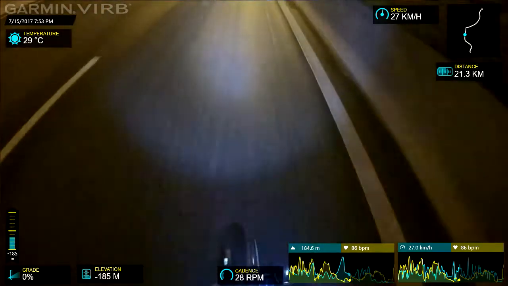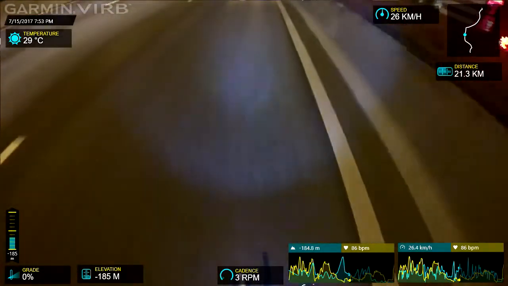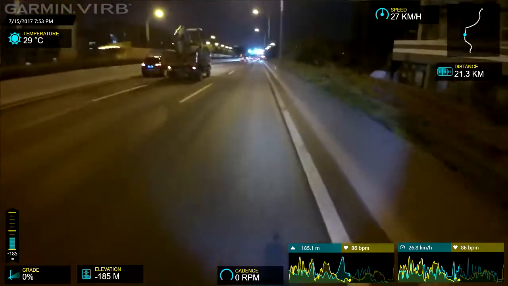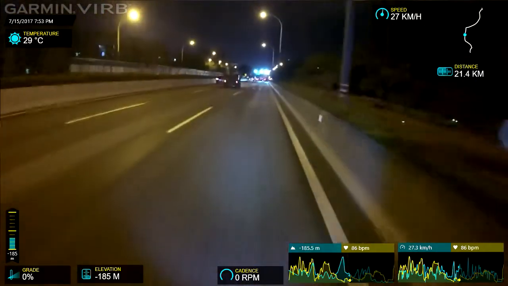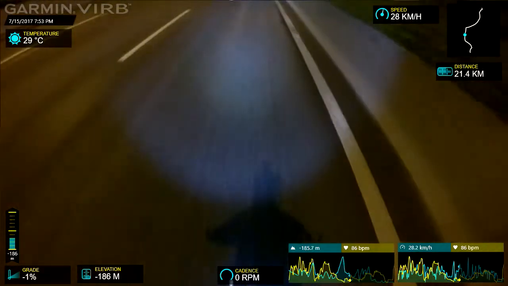We need some music. Careful making music on the bridge.